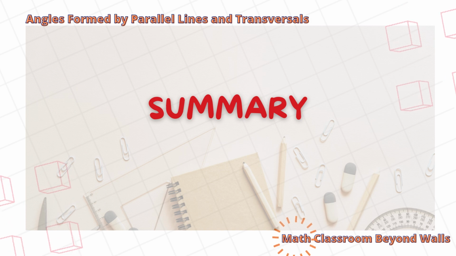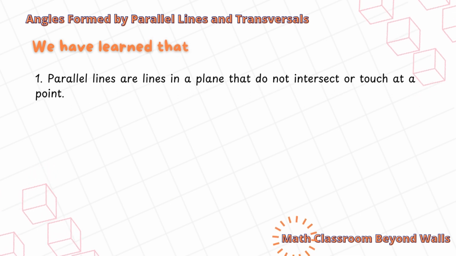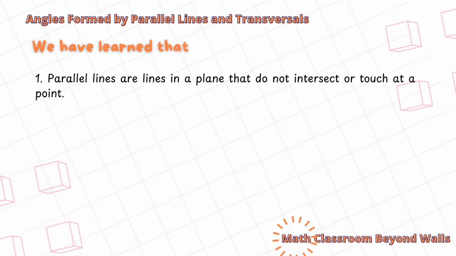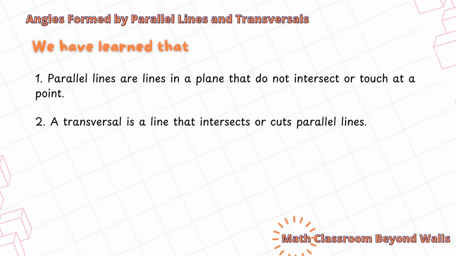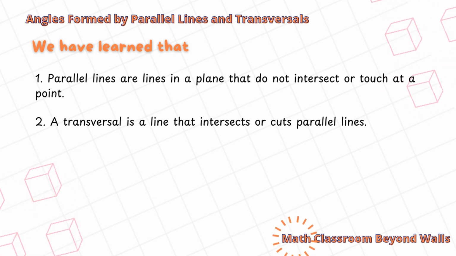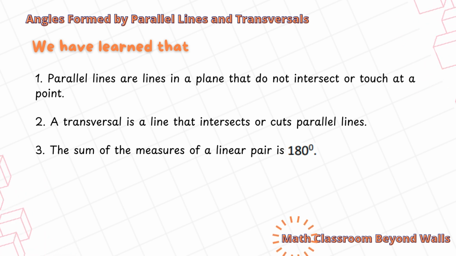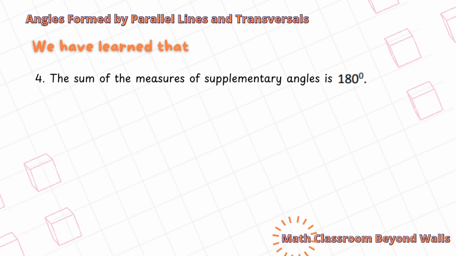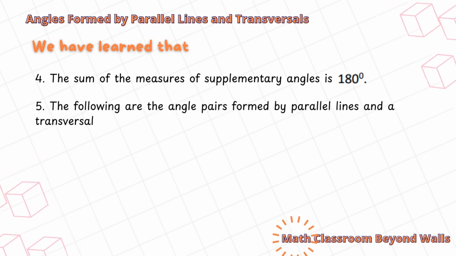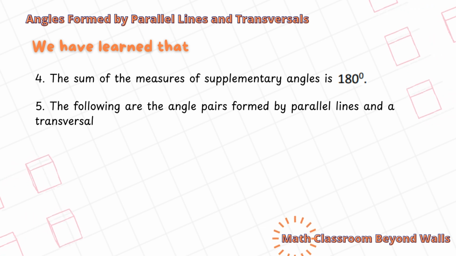There you are, learners. Let us summarize what we have learned in today's video. We have learned that, first, parallel lines are lines in a plane that do not intersect or touch at a point. Second, a transversal is a line that intersects or cuts parallel lines. Third, the sum of the measure of a linear pair is 180 degrees. Fourth, the sum of the measure of supplementary angles is 180 degrees. Fifth, the following are the angle pairs formed by parallel lines and a transversal.